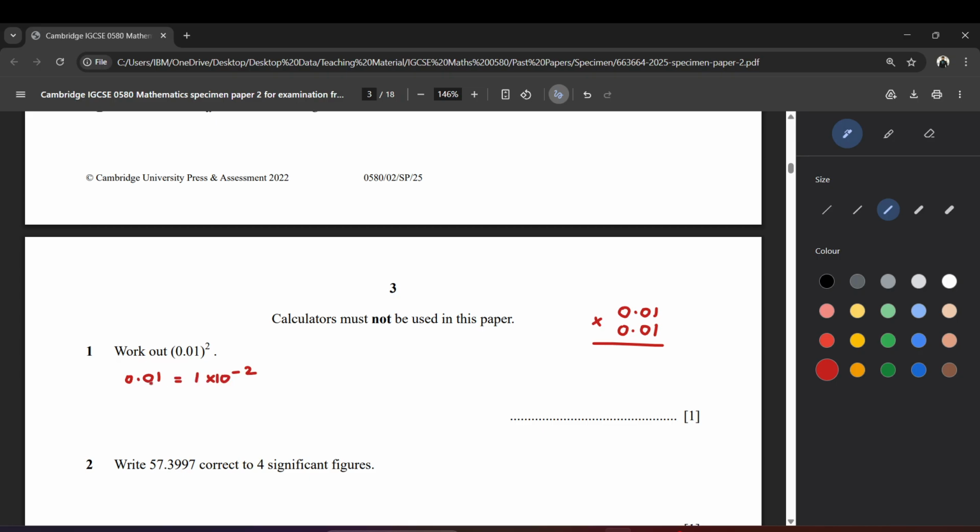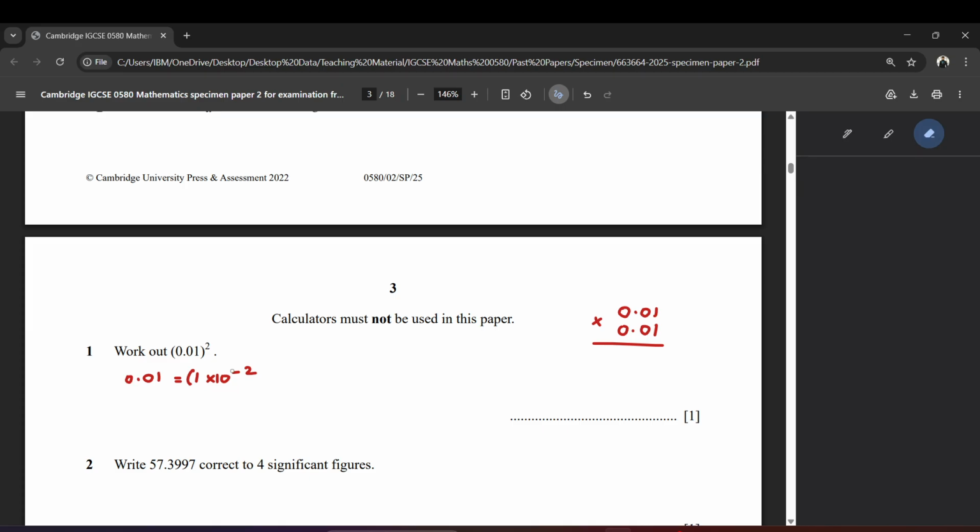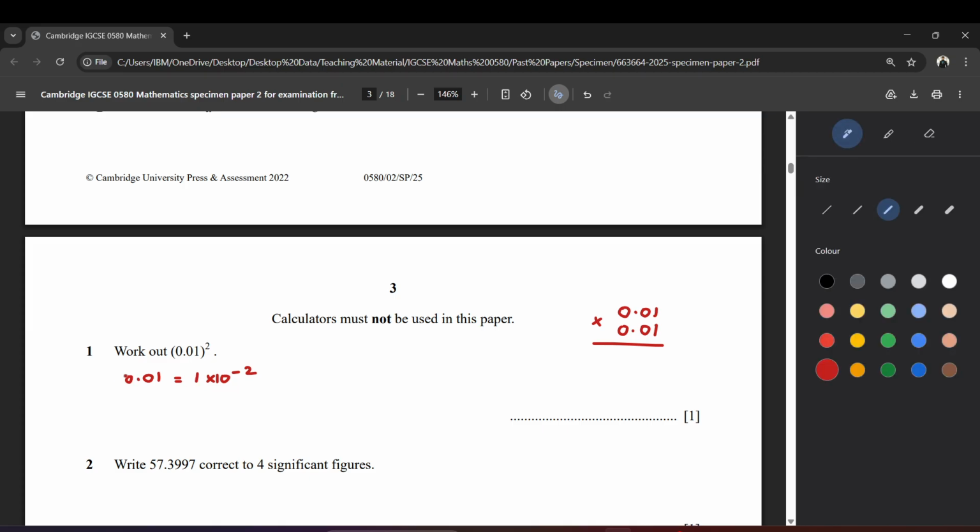If I shift the decimal place to the right, that will be 1 times 10 to the power minus 2. And if you take the square of both sides, that would mean the square of 1 times the square of 10 to the power minus 2. So that becomes 1 times 10 to the power minus 4. So that is the answer. That is the second way. There's also a third way to do it.